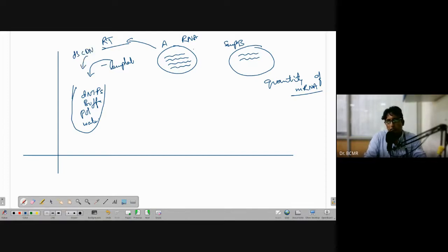Because there are 4 molecules, we can assume there will be 4 cDNA molecules. And for sample B, everything is the same, but what is different is we will have only 2 copies of double-stranded cDNA. That is the template.